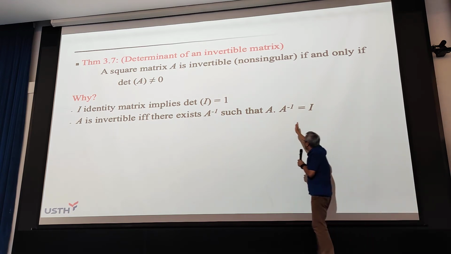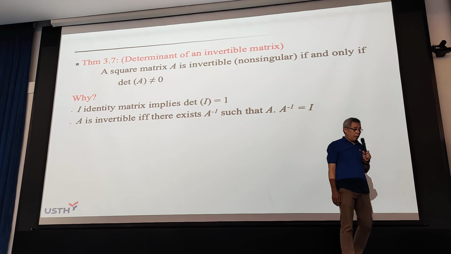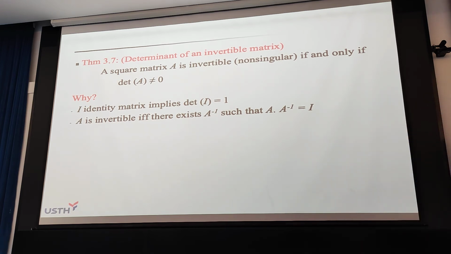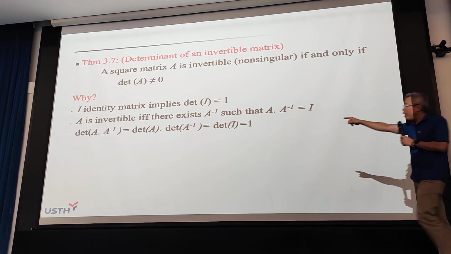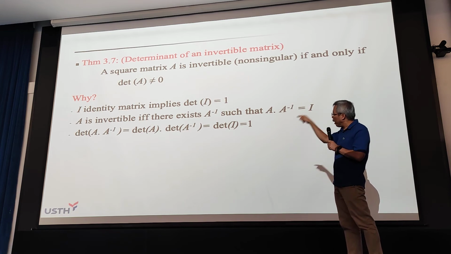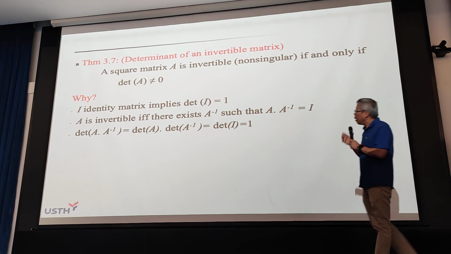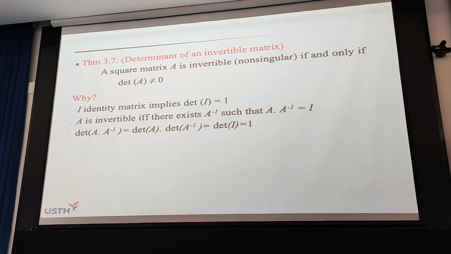Now here on both sides we have matrices. Two matrices equal each other, so their determinants are the same. The determinant on the right hand side is 1, and on the left hand side, the determinant of A multiplied by A inverse equals the determinant of A multiplied by the determinant of A inverse. You see that is a product of two numbers, and a product of two numbers equals 1, so each of the numbers must be non-zero. That is, the determinant of A must be non-zero. So that explains to you why you have that.